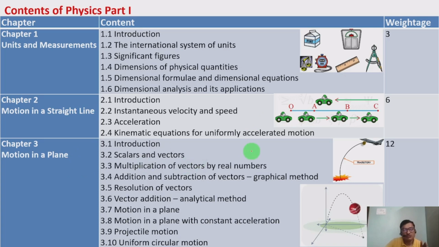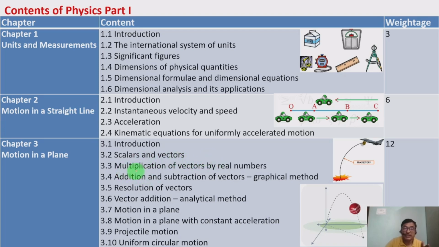Third chapter, motion in a plane. By considering one particular plane, how the object will move, that is the motion in a plane, that we are going to study here. That includes 3.1 introduction, 3.2 scalars and vectors. Scalars are the quantities which have magnitude only, and vectors have magnitude and direction both.